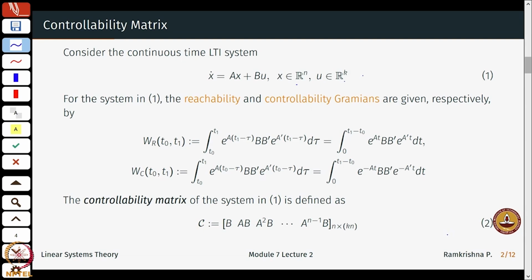The reachability and the controllability Gramians take this form. Right. So, I can just compute them to be something like this, and e power At is my state transition matrix for the LTI case. Okay. So, the controllability matrix is defined as the following. You have C is B, AB, A squared B all the way till A to the n minus 1 B, and it is easy to check that this is an n by nk matrix.